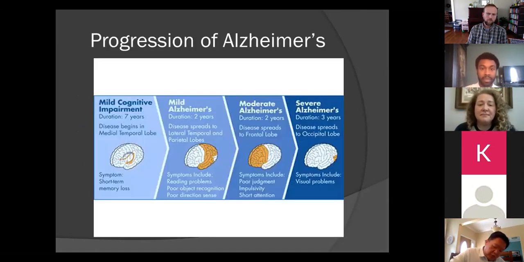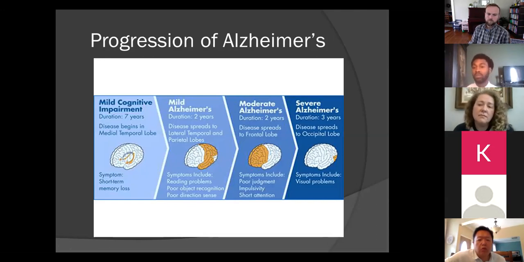Now, this illustration shows the progression of Alzheimer's. You can see how it goes from mild cognitive impairment all the way to severe Alzheimer's. First, the mild cognitive impairment is more in the medial temporal lobe, and it's more of your short-term memory loss. Like when someone says something to you, you may forget it because you're not really focused on it that much.